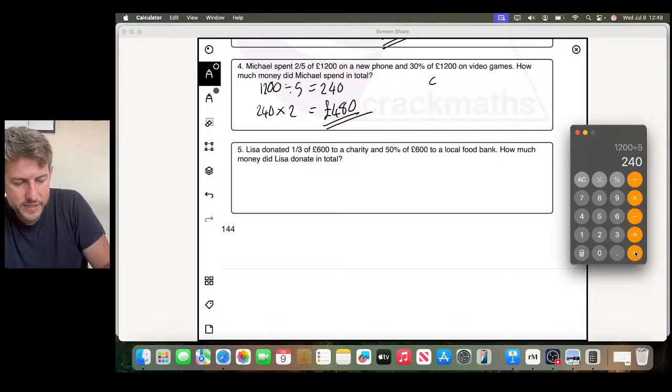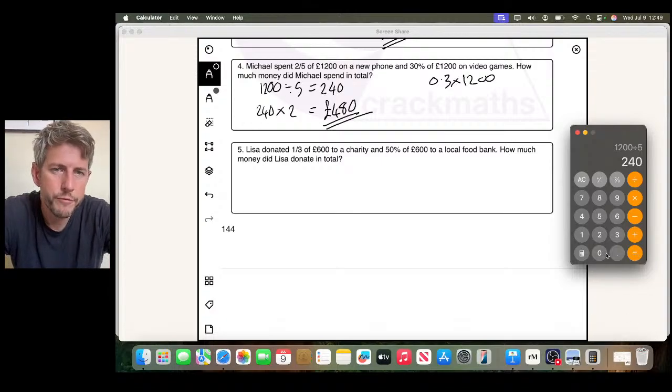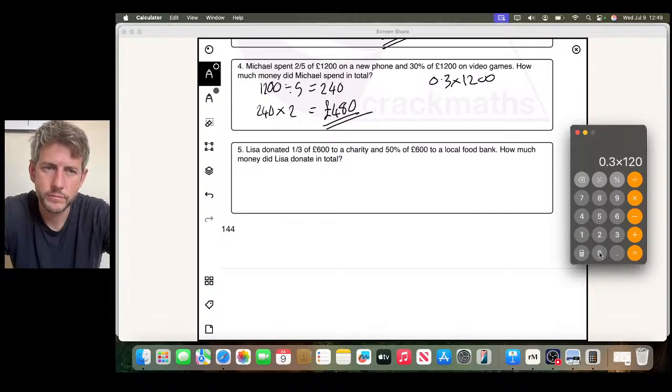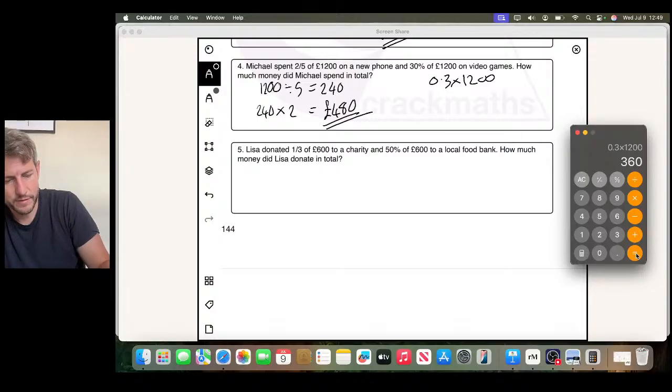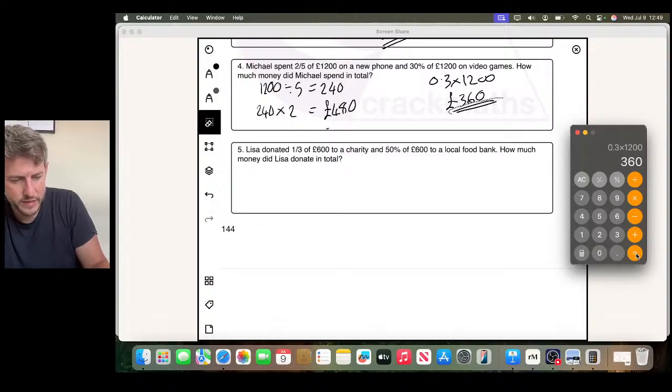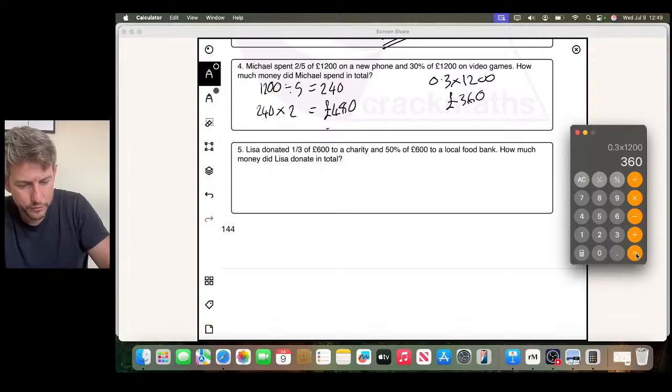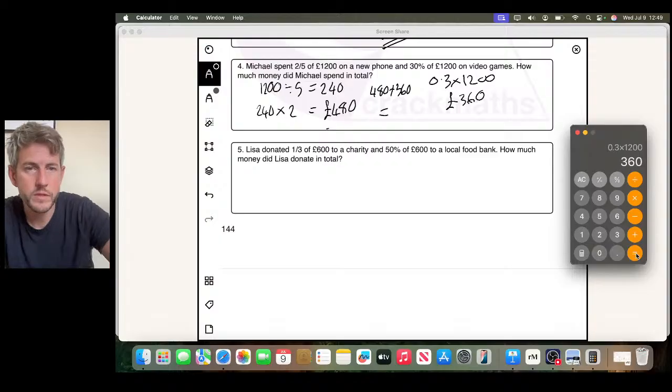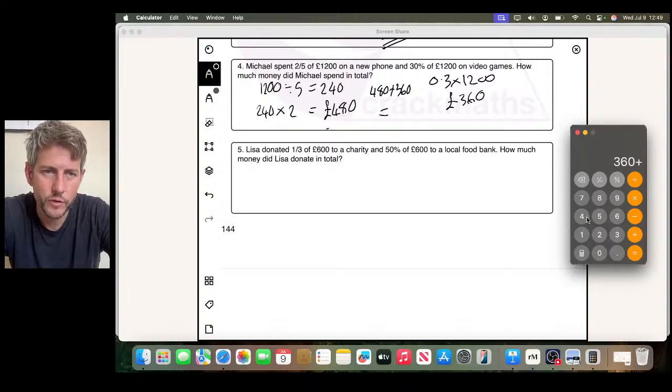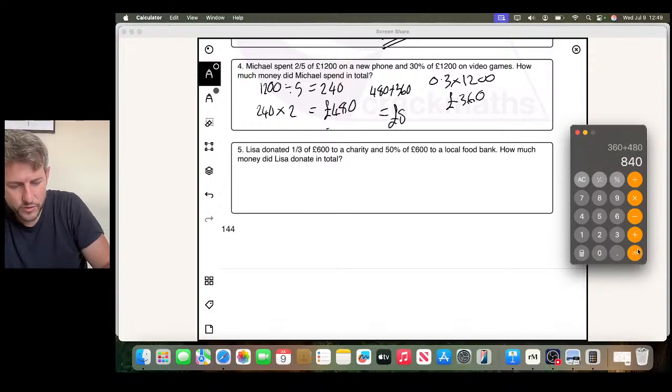Here, 30%, let's just do this method again as I've used the calculator for this. So 0.3 times 1,200. So that's £360 on video games. Oh, get rid of these underlines because they're not my final answer. I don't want to confuse myself. So then we've got to do 480 add 360, and see what that equals. Okay, so let's just do that here because I've got the calculator out. Okay, so that will be £840.